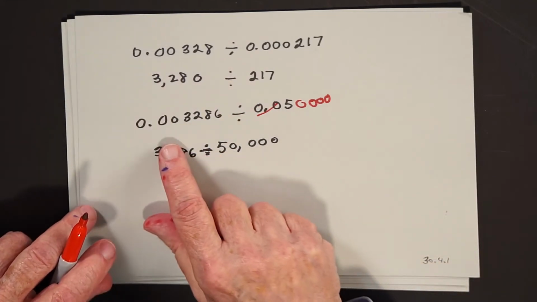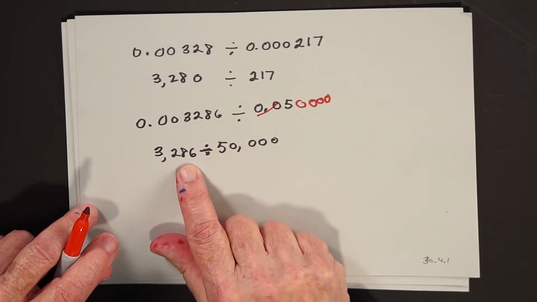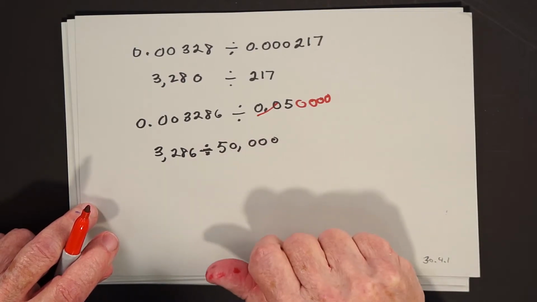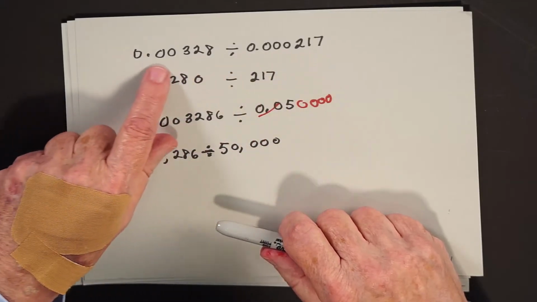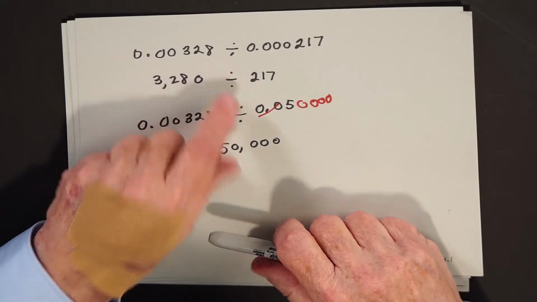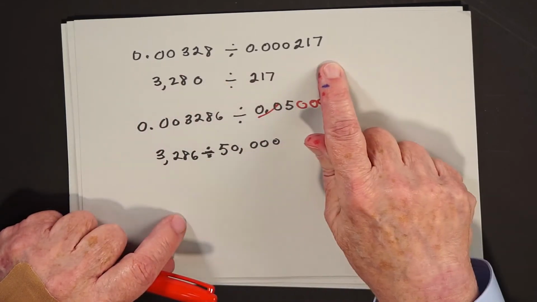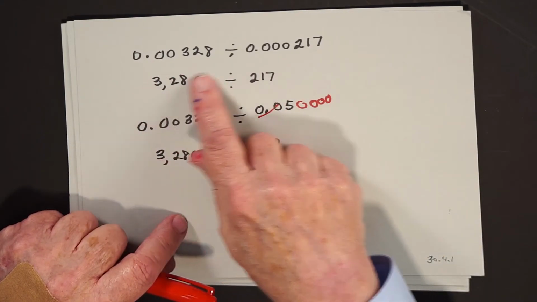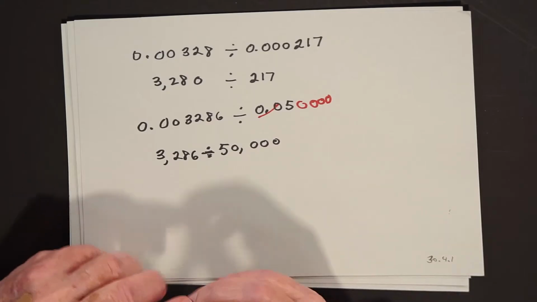And so the problem becomes what? 3,286 divided by 50,000. Again, all you have to do when you're dividing two decimals is to see the least number of places where you have to move the decimal point so that both of the numbers become whole numbers, and you can do that just as we did over here. But there is a fly in the ointment.